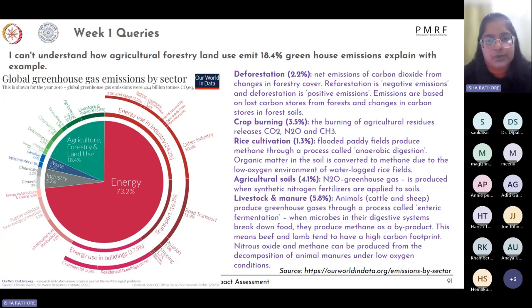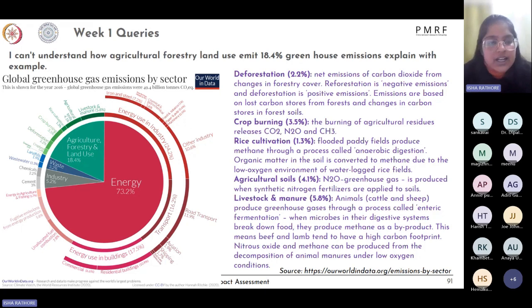Then we have crop burning, which contributes 3.5%. This is burning the agricultural residues, like we do in the states of Punjab and Haryana after the crop season. It releases pollutants like CO2, nitrogen oxide, and methane, CH4. Then we have rice cultivation, which causes 1.3% of greenhouse gas emissions. This is because of methane, which is generated because the paddy fields are submerged in water. This is how rice grows. So methane is being generated in that anaerobic digestion process, and from there we get the methane emission from rice cultivation.